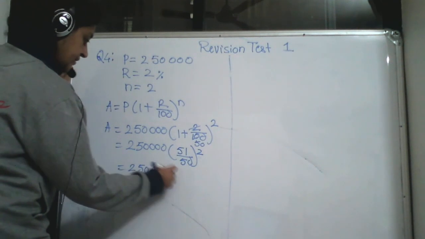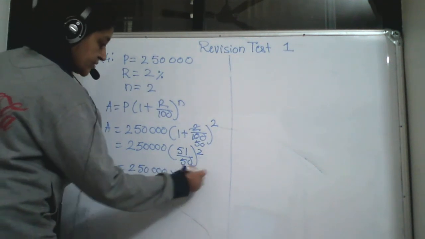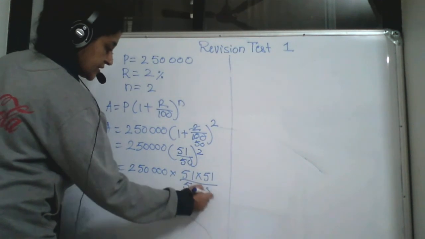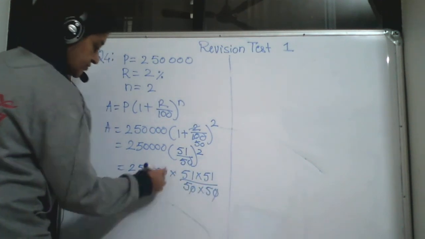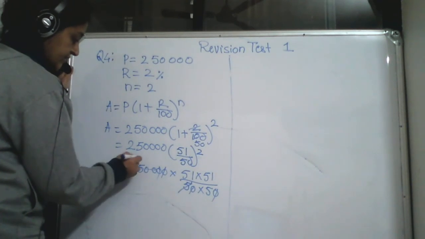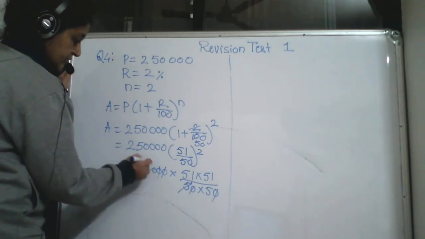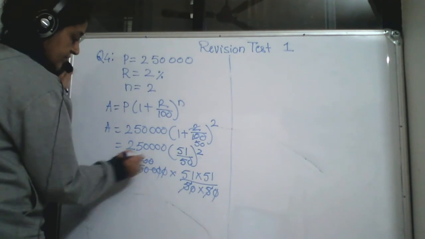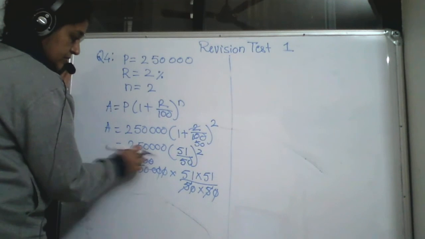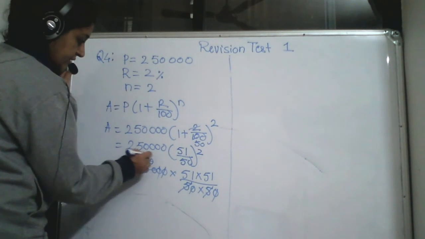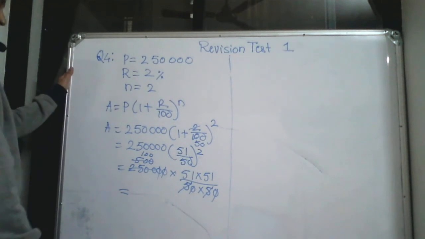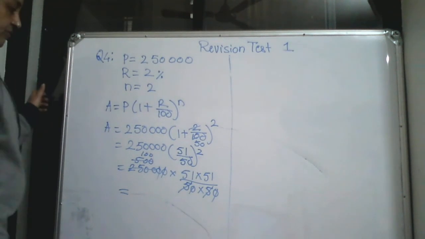2,50,000 into 51 into 51 upon 50 into 50. Here there is cancellation of 2 zeros. Now here 5 ones are 5, 5 fives are 25, and these 2 zeros. Again 5 ones are 5, 5 ones are 5 and 00. So now you should get 51 multiplied by 51. What you get, you will have to put it up.